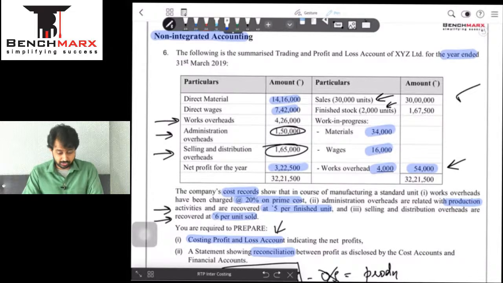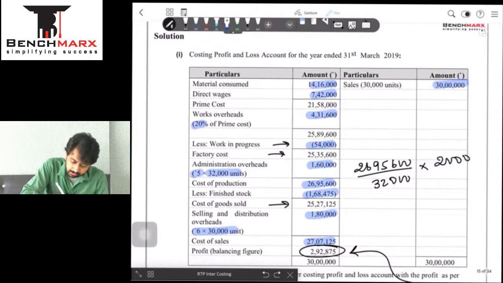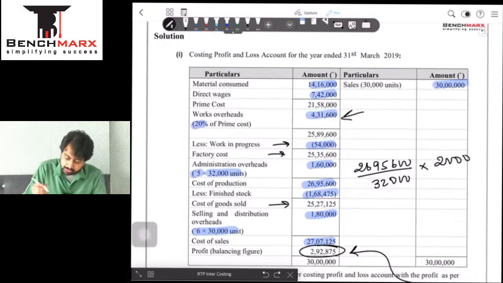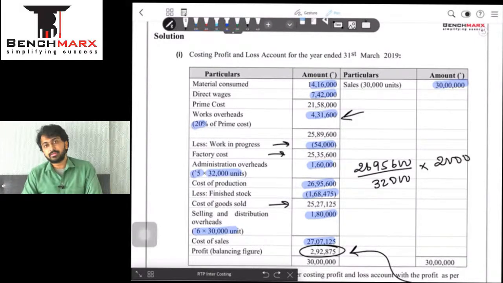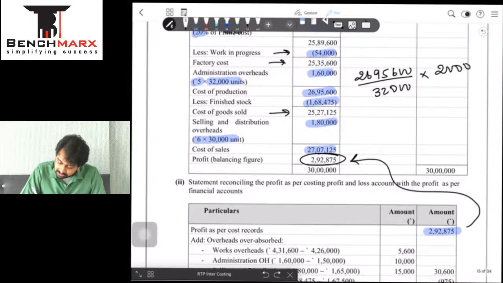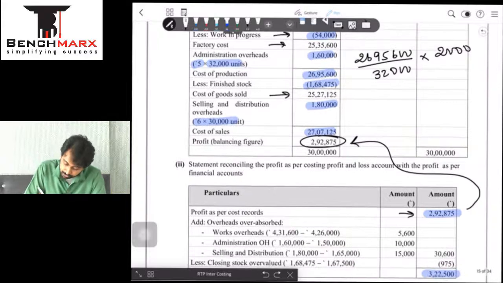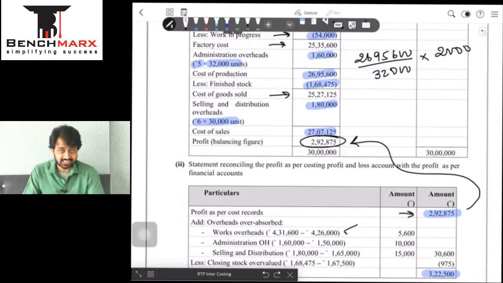Okay, moving ahead. Works overheads: I can see works overheads is 426 as per finance, and the expense is 431 as per cost. So can I say the expense is more in cost? Yes. If the expense is more in cost, that means the profit is less in cost. If the profit is less in cost, that means this amount is less. We are going from less to more, so I should add. So I will add the difference of 431 and 426, that is nothing but addition.